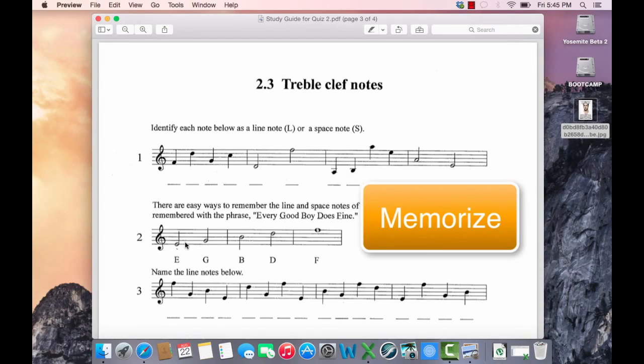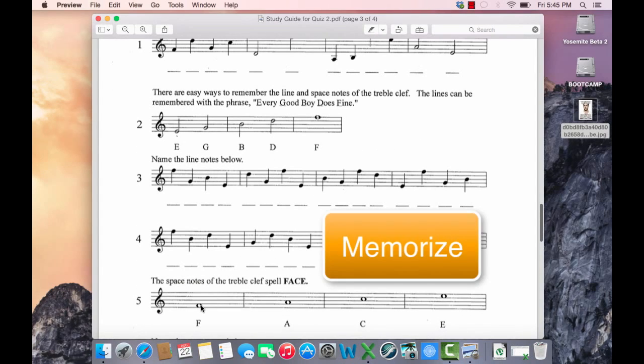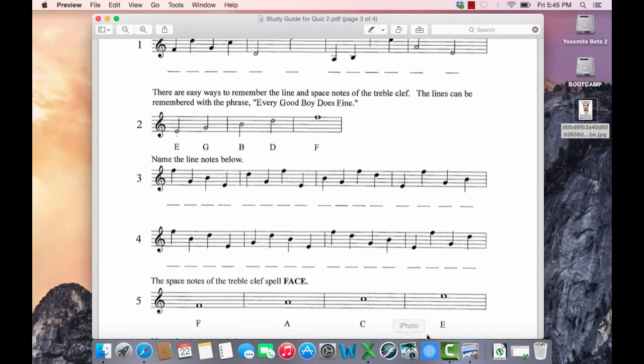What about the notes in the spaces? All you need to memorize is the word face. F for the first space, A, C, and E. If you memorize these 2 sayings, you will get an A+ on this quiz. You'll be able to identify any note within the treble clef staff.